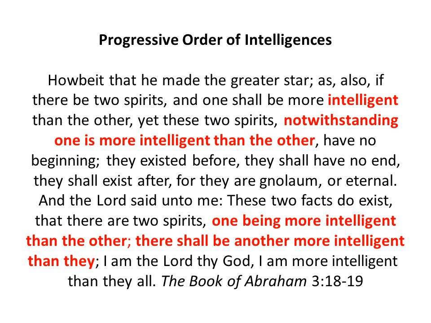Okay, and then there's the similar idea in the Book of Abraham, chapter 3, the progressive order of intelligences, one being smarter than another, having more intelligence, so further ahead, you could interpret that. It says, "Howbeit that he made the greater star, as also if there be two spirits, and one shall be more intelligent than another," so different progressive orders. "Yet these two spirits, notwithstanding one is more intelligent than another, have no beginning, they existed before, they shall have no end, they shall exist after, for they are gnolaum, or eternal. And the Lord said unto me, these two facts do exist, that there are two spirits, one being more intelligent than another." So further ahead, you could say, "there shall be another one more intelligent than they," so even further ahead than those. And then, "I am the Lord thy God, I am more intelligent than they all." And then there's the idea that you can become a god and become equal to God eventually.